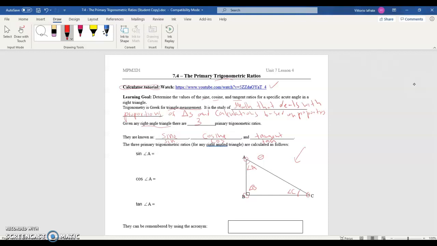I'll show you how to figure that out. So what we're going to do is we're going to label the sides. And the sides, when you label them, it really depends on what angle you're referring to. So first we're going to find the hypotenuse. The hypotenuse is always the side that's opposite of that 90-degree angle. So this is a 90-degree angle here. The hypotenuse would be right over here, hypotenuse.